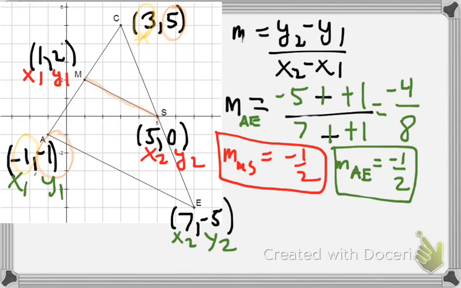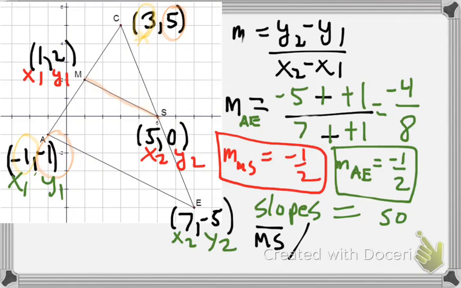So the question was, what do you notice about the midsegment and the third side of the triangle? Well, the slopes are equal. So segment MS, midsegment MS, must be parallel, because the slopes are equal, to segment, or the side, AE. Pretty funky, huh?